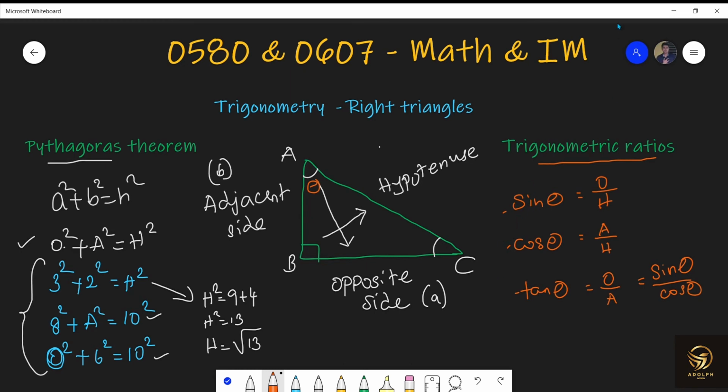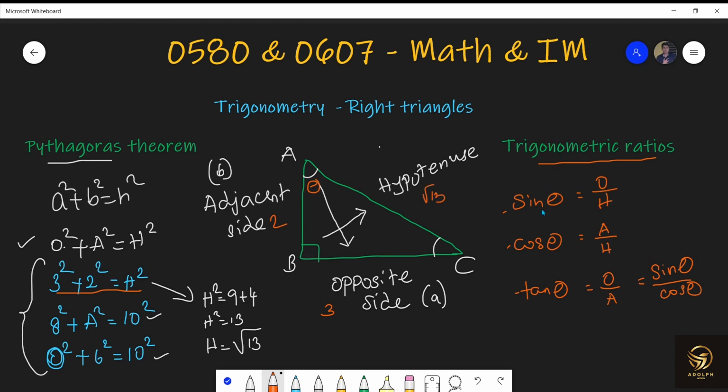Now let us see how we are going to find the sine theta value, cos theta value and tan theta value. We can take the first example because in the first one we have taken all the values. We know all the values of those sides, so we will proceed with that. Here the opposite side has the length of 3 and the adjacent side has the length of 2. Then the hypotenuse has the length of root 13.